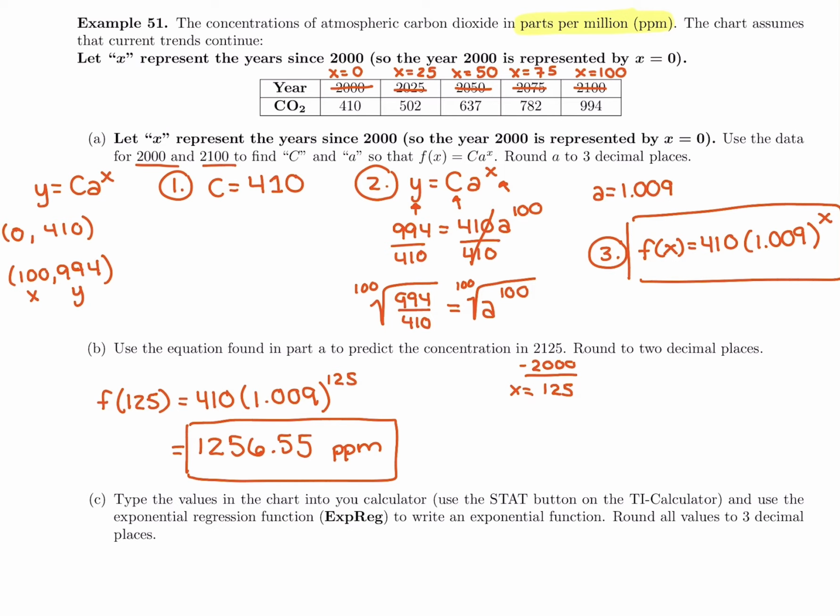Now we're going to utilize our calculator to give us an even better looking function. So we're going to plug this chart in and use exponential regression. So under L1, I'm going to hit stat on my calculator, and under L1 I'm going to put 0, 25, 50, 75, 100 to represent those years. And then L2, I'm going to type in 410, 502, 637, 782, and 994. You may have to highlight L1 or L2 and hit clear and then enter before entering these.